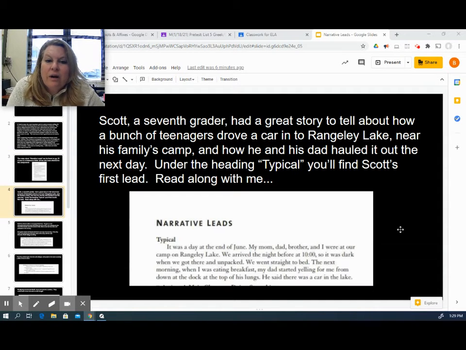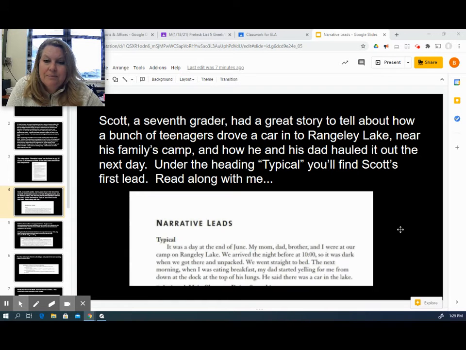Scott, a 7th grader, had a great story to tell about how a bunch of teenagers drove a car into Rangeley Lake near his family's camp, and how he and his dad hauled it out the next day. Under the heading Typical on your reference page or your notes about narrative leads, you'll find Scott's first lead.